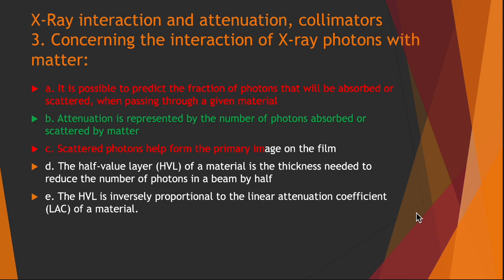Scattered photons help form the primary image on the film. The answer is false, because the X-rays transmitted through the patient form the primary image, while the scattered X-rays obscure it. So they are the cause of more mottling or noise.